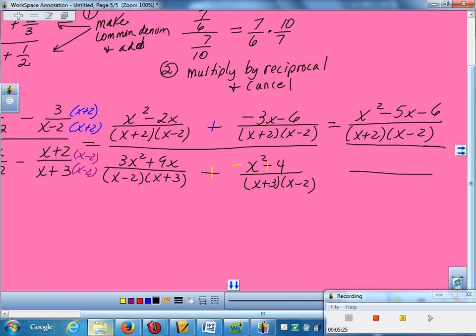So, once again, 3x squared minus x squared would make 3 minus 1, so that's 2x squared. And then plus 9x plus 4. We don't have any other terms to combine them with. All over the common denominator. Okay, you are 2/3 of the way there. You have a fraction over a fraction.